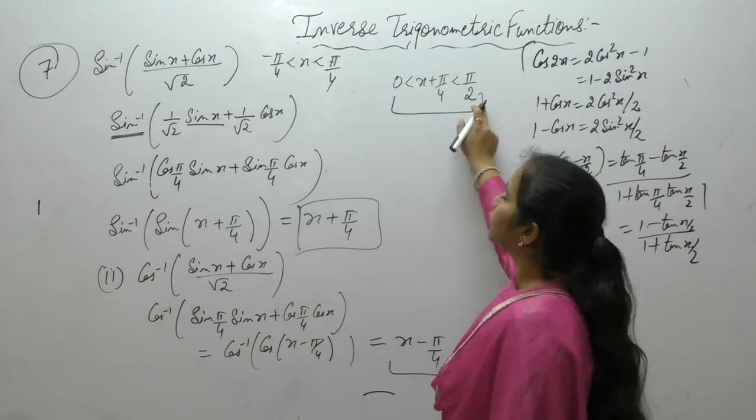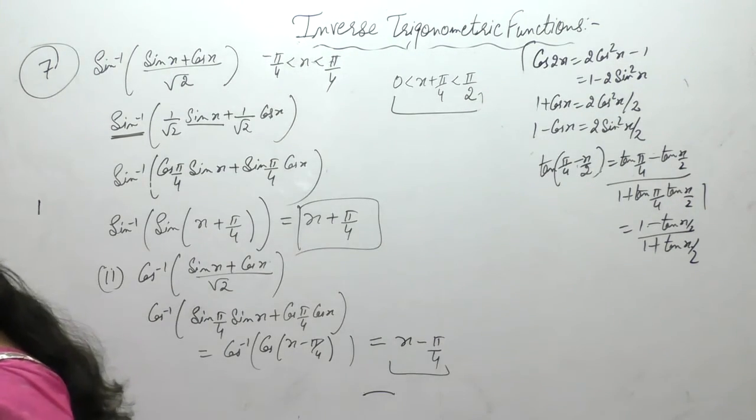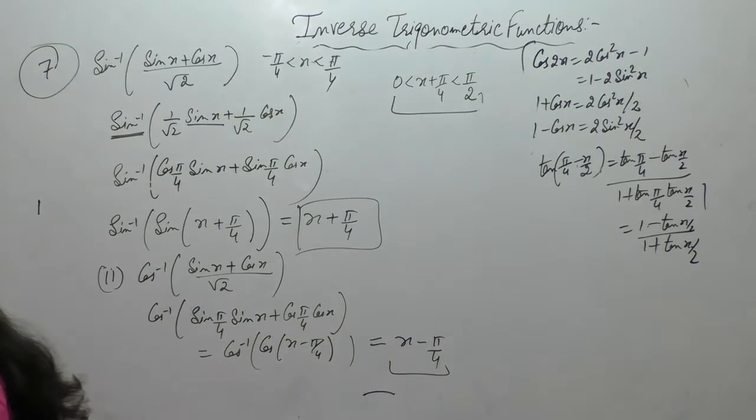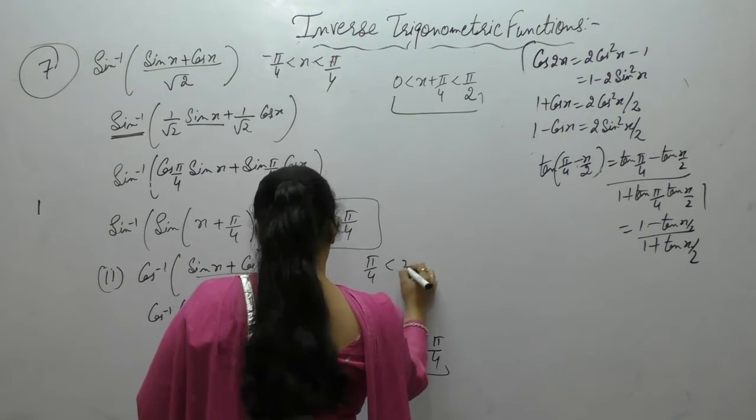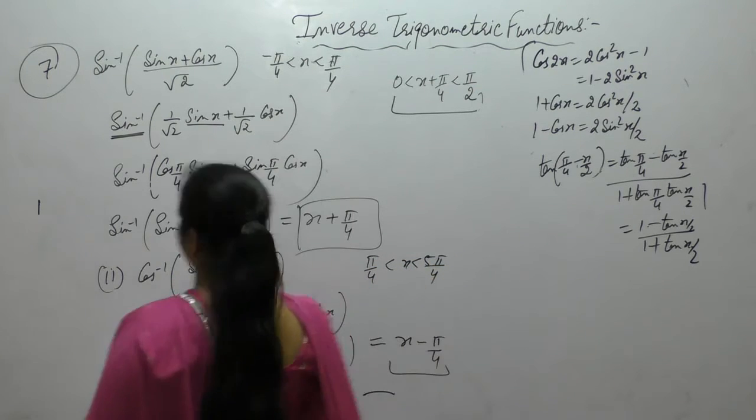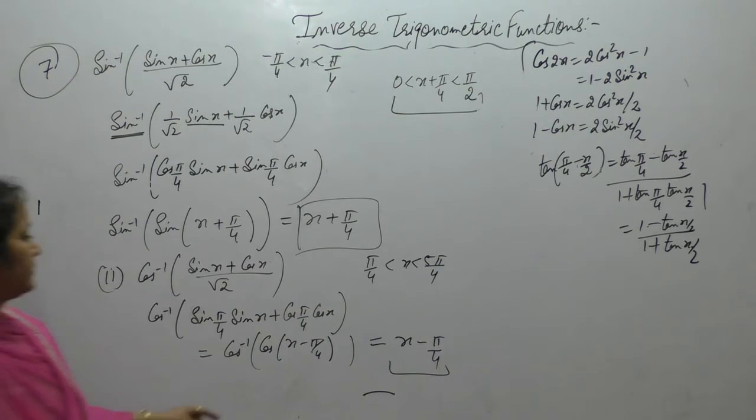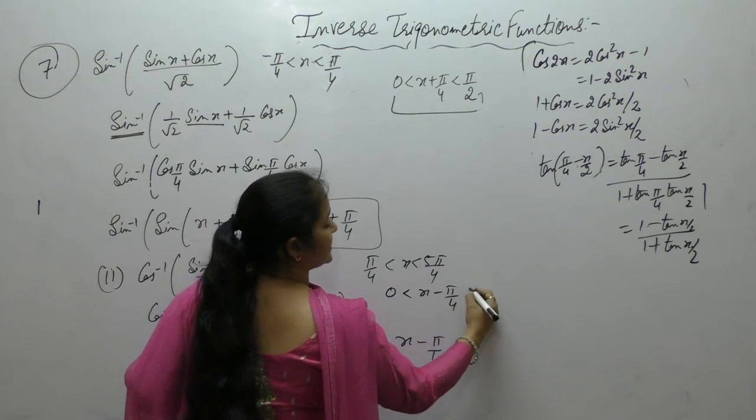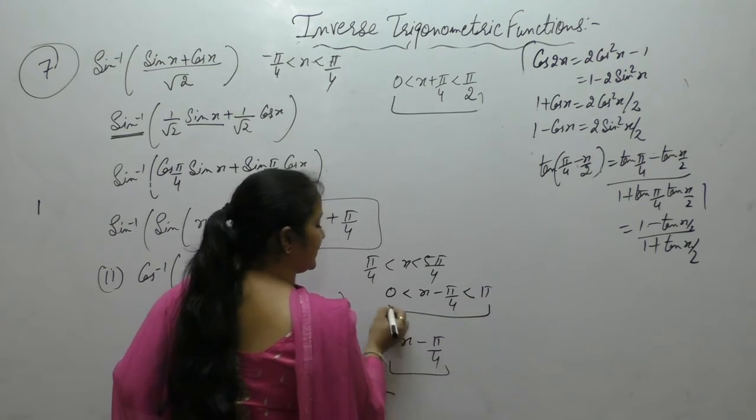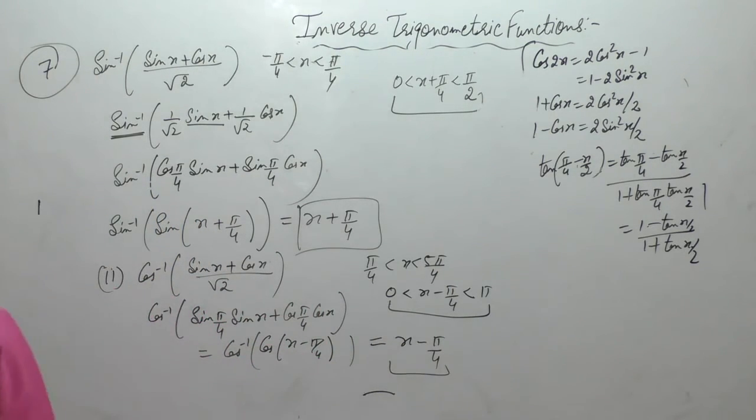Now this is 0 to pi by 2, so the limit lies between 0 to pi. For this the limit is pi by 4 less than x less than 5 pi by 4. Now subtract pi by 4 from here, 5 pi by 4 minus pi by 4. So the limit is between 0 to pi. So cos inverse cos theta will be equal to theta, that is x minus pi by 4 here.